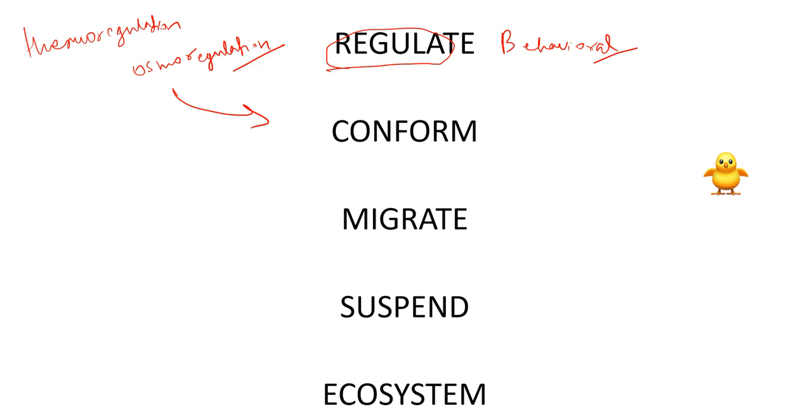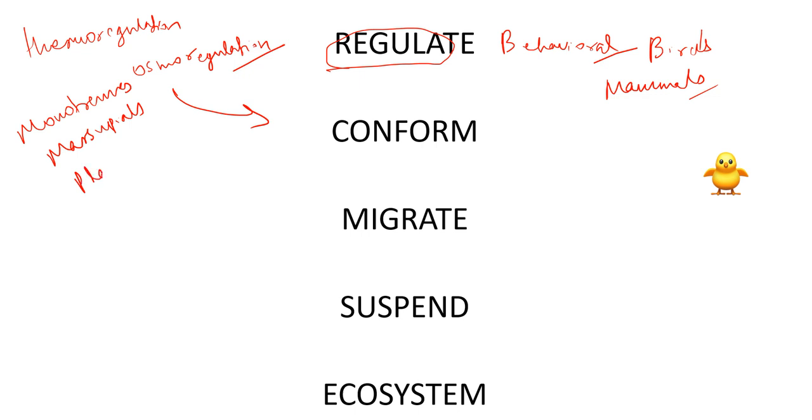Now it is important to understand which organisms are capable of doing this regulation. So we talk about birds. Birds are capable. We talk about mammals. Mammals are capable. Now coming on to mammals, friends, how many types of mammals are there? There are three types of mammals. One is monotremes. I'm writing it here. The next is marsupials, and the other is placental.